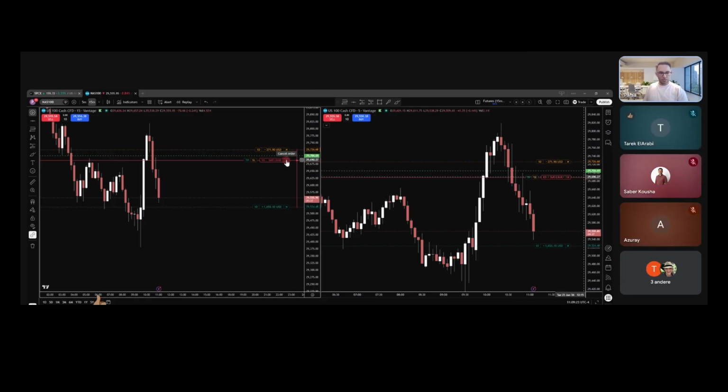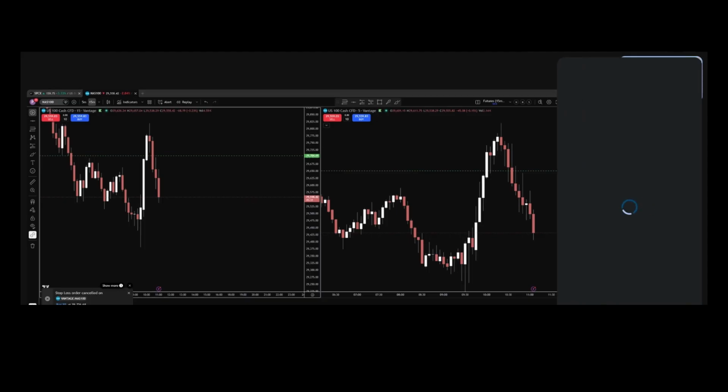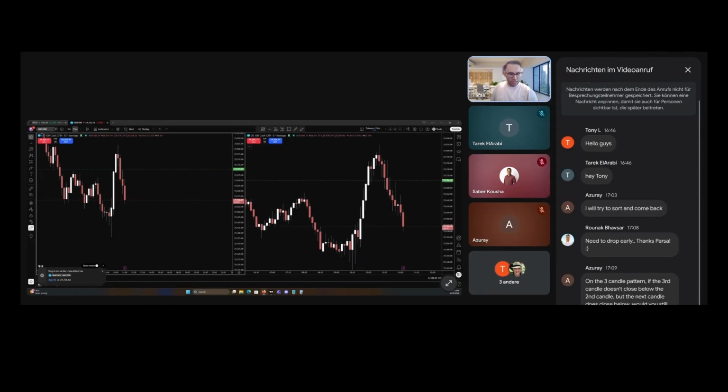Okay, so we got a question here. Let me read it. On the 3 candle pattern, if the 3rd candle doesn't close below the 2nd candle, but the next candle does close below, would it still take the three trades?